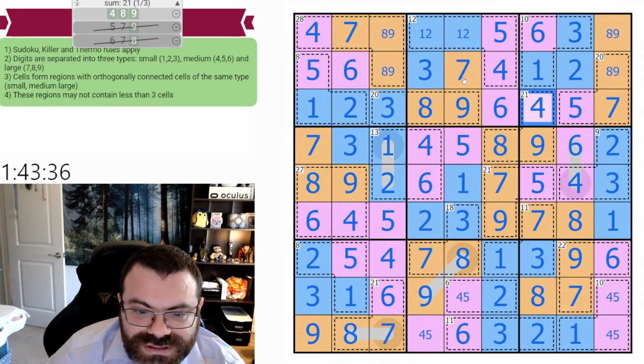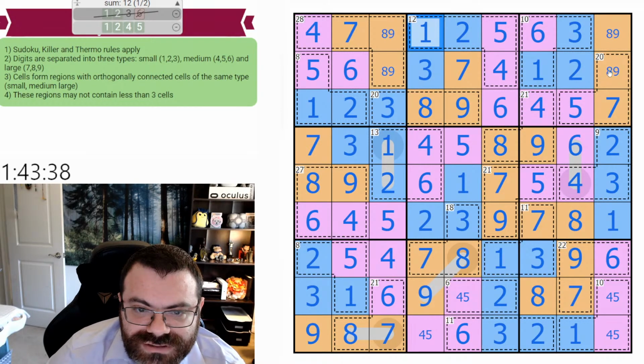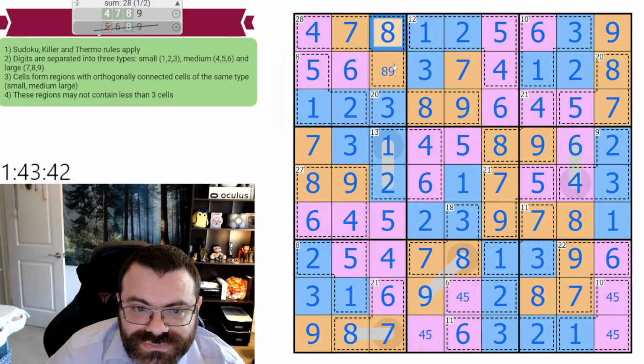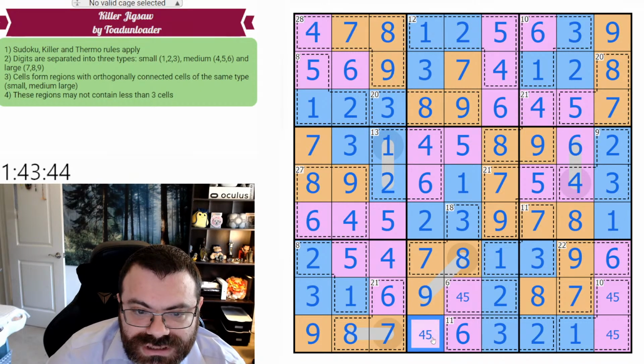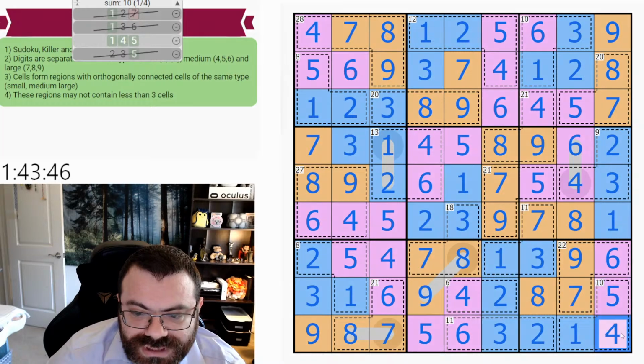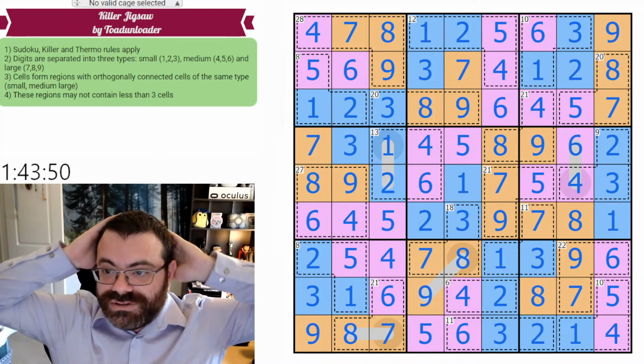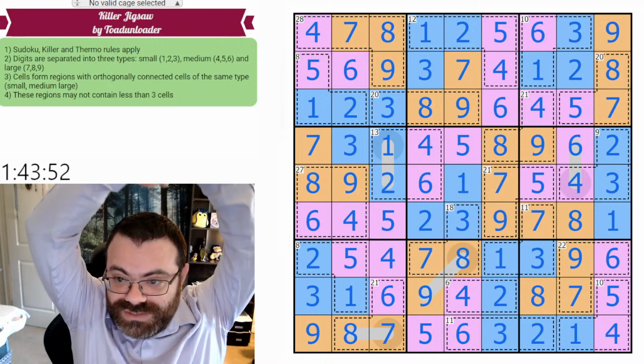5 and 4. I thought we were done, but we're not. We got plenty of minor to fill. 5, 7 goes with 8. And we're done. Sweet. Thank you to Toadunloader. Cool puzzle. Nice debut.